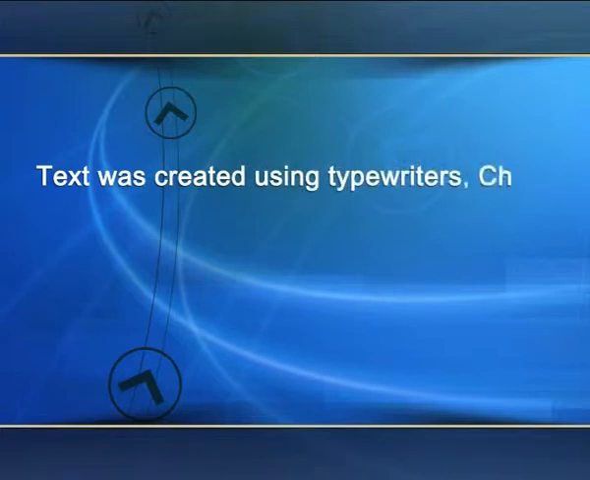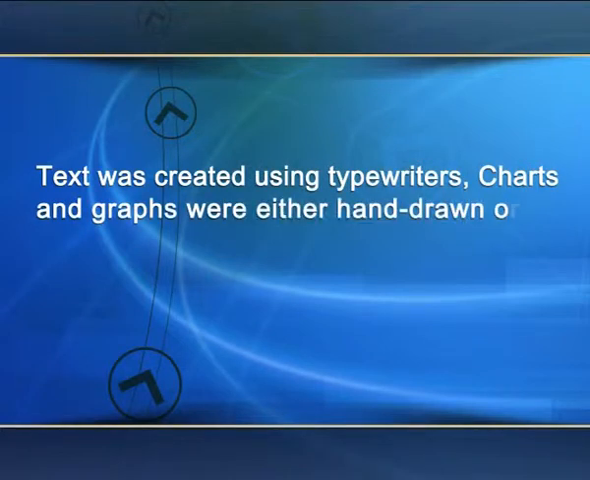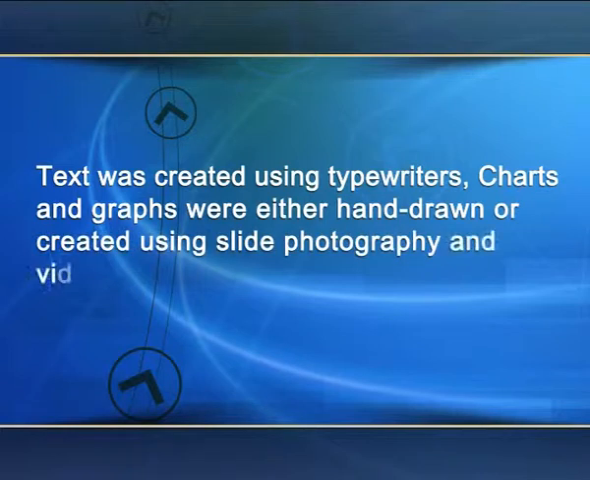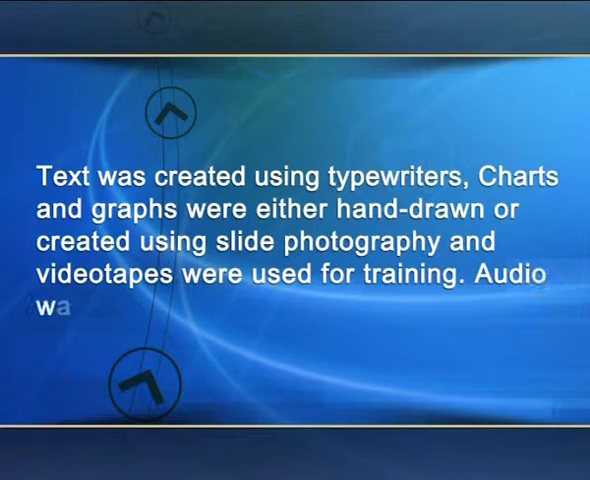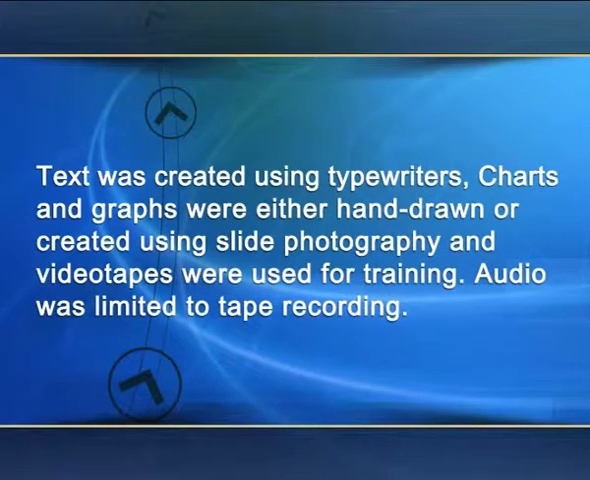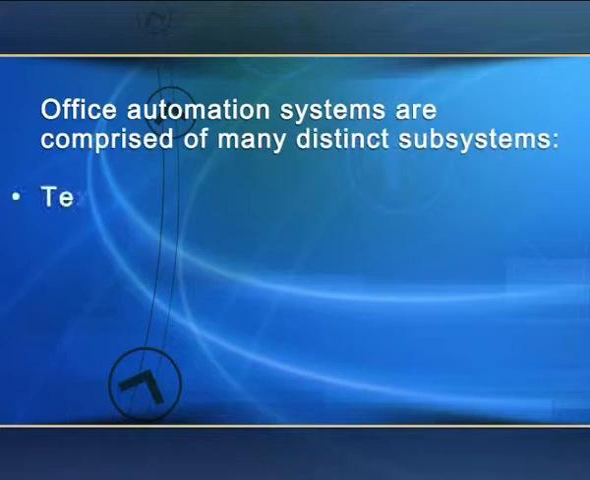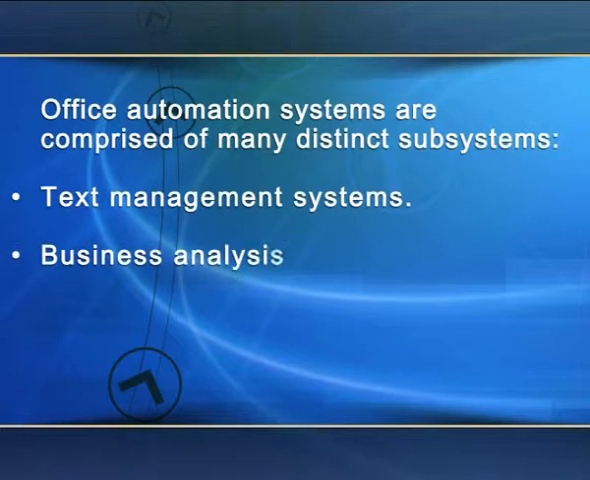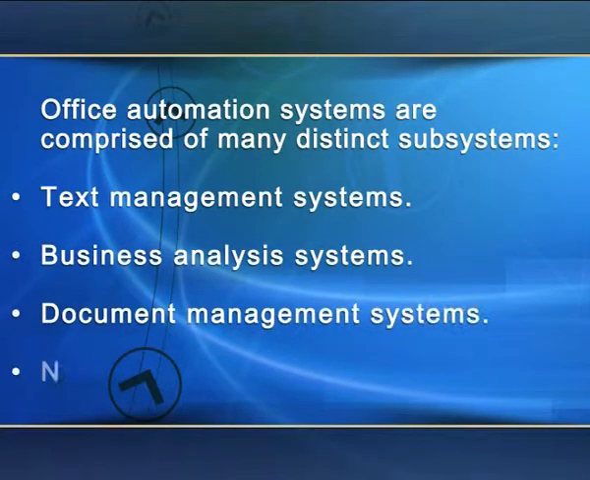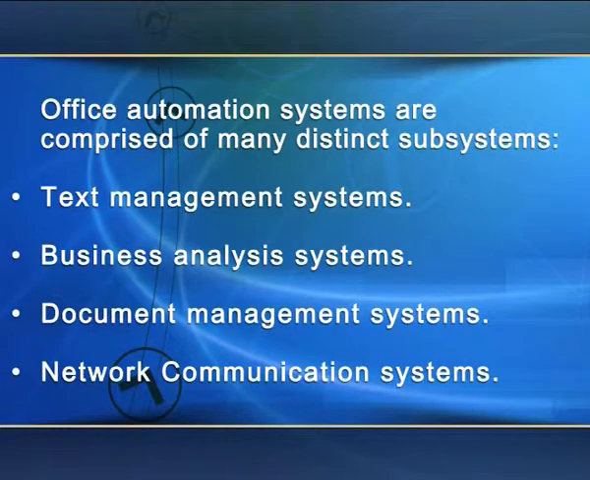In the past, these forms of information were created using different technologies. Text was created using typewriters, charts and graphs were either hand-drawn or created using slide photography, and videotapes were used for training. Audio was limited to tape recording. Earlier, combining all these forms of data was not possible. But today, computers integrate different media to work together. Office automation systems are comprised of many distinct subsystems: text management systems, business analysis systems, document management systems, and network communication systems.